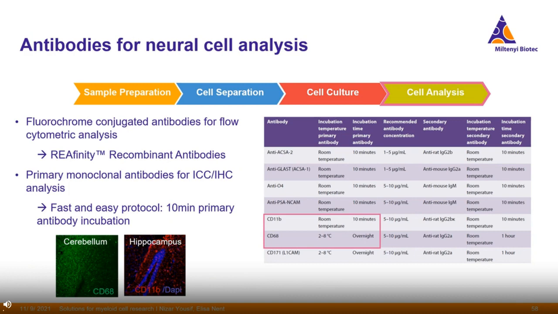We also offer various antibodies for neural cell applications, which are suitable for flow as well as for immunofluorescence. Some of them can be used with a very fast protocol and only need around 10 minutes incubation time. So this is quite nice and can save you some time in the lab. Additionally, we are also in the process of switching our hybridomas to recombinantly engineered antibodies, which will result in a higher lot-to-lot consistency and less background staining.